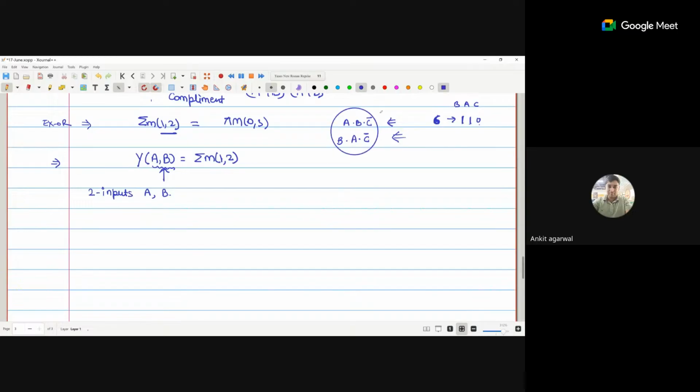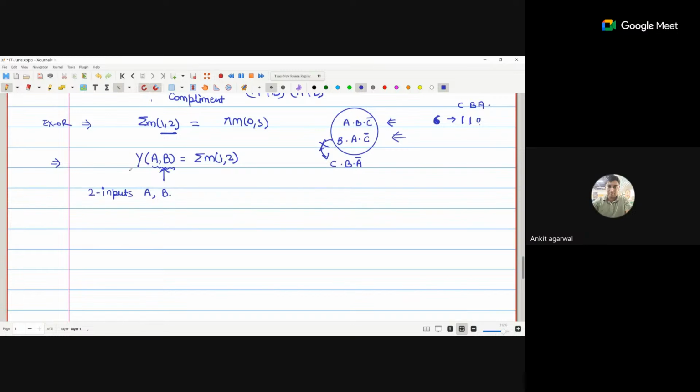But if I change the sequence to C, B, A, now the condition is: C, B, A bar. Now these two are completely different, so we can't say both are equal. That's why, when we represent the variables, it is also important to say which is the LSB and which is the MSB.